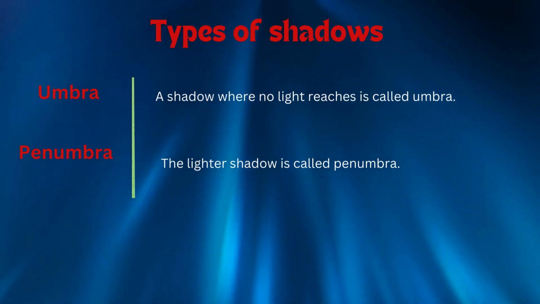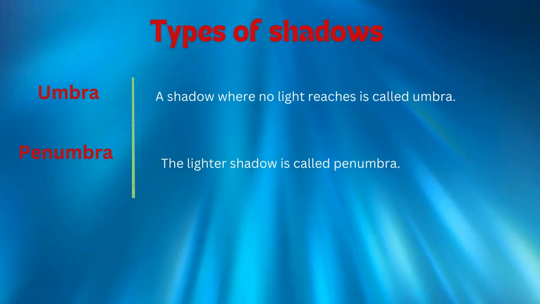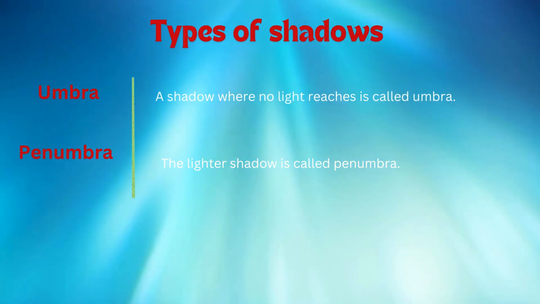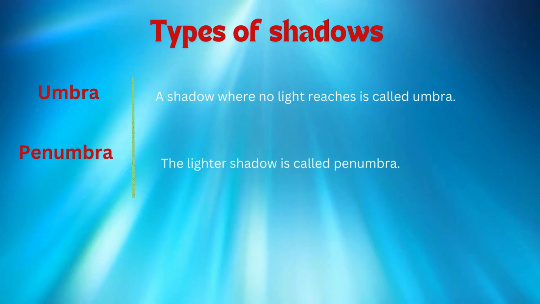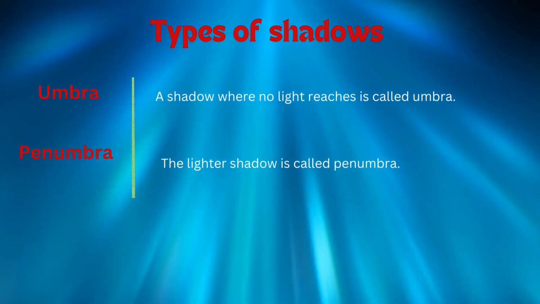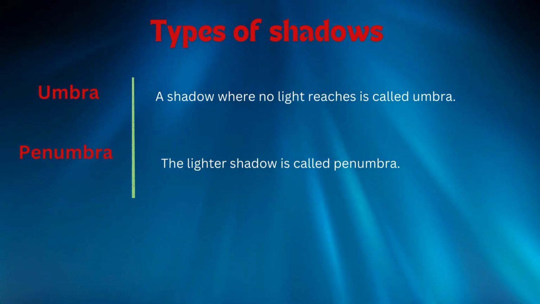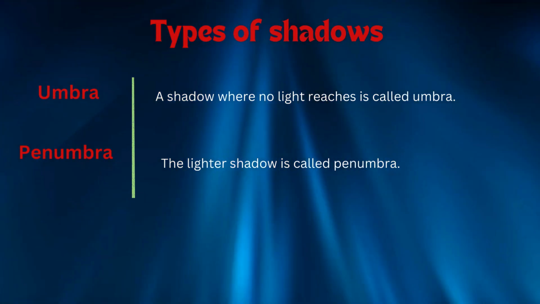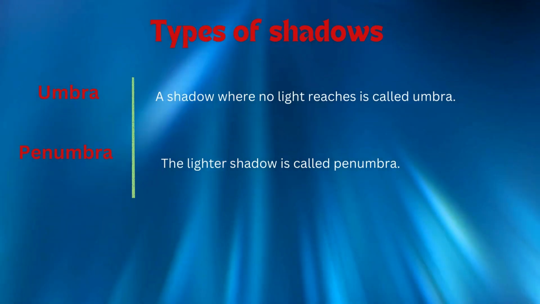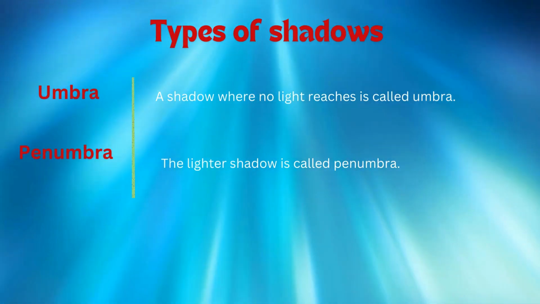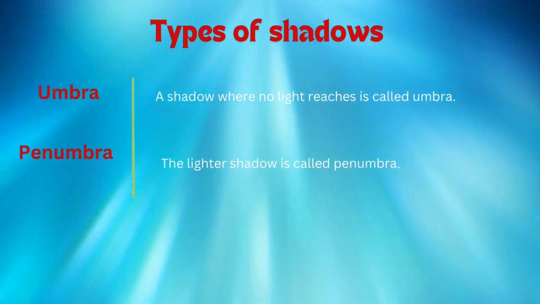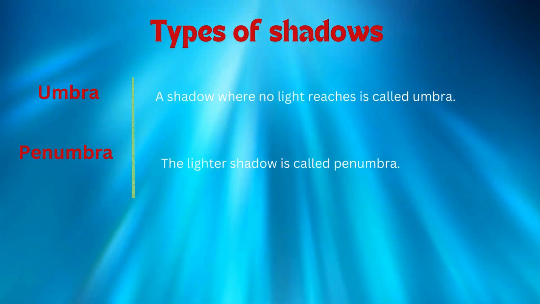Types of shadows. There are two types of shadows, umbra and penumbra. What are these? A shadow where no light reaches is called umbra. This is a dark shadow. And the lighter shadow is called penumbra. Here there is a shadow, but it is not so dark because reflected light reaches this shadow, making it look gray.